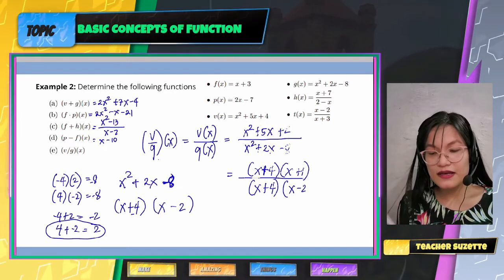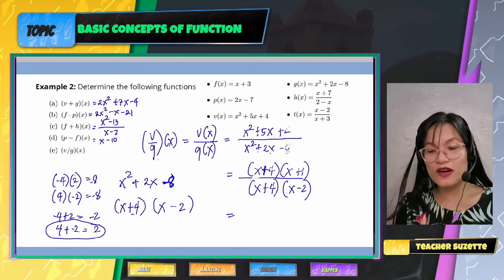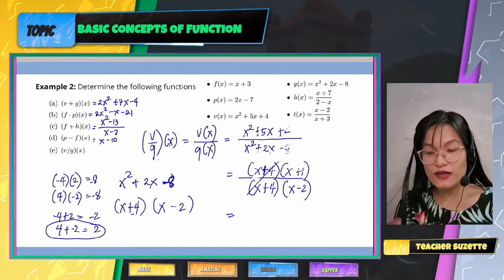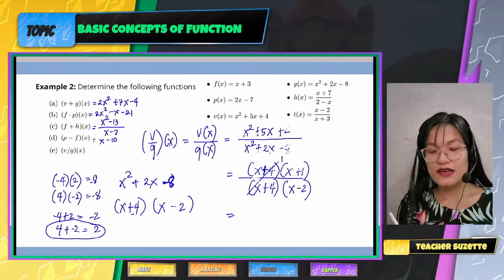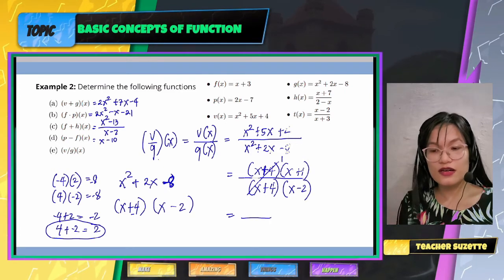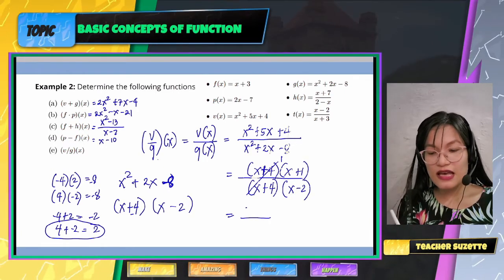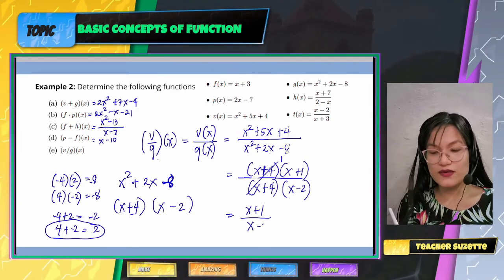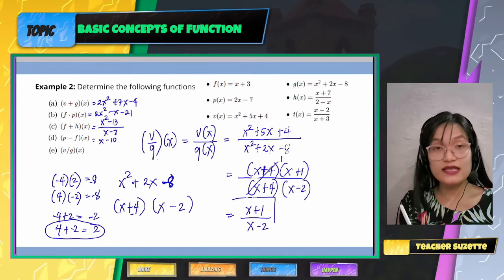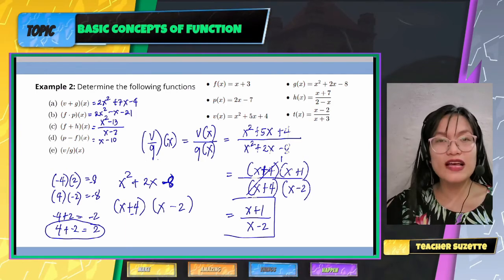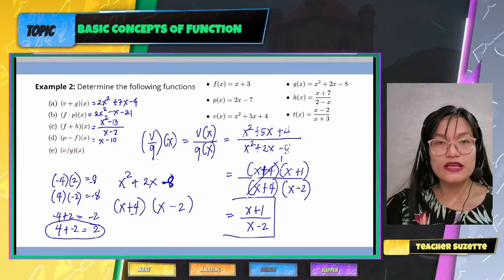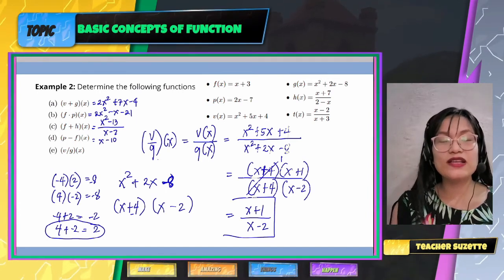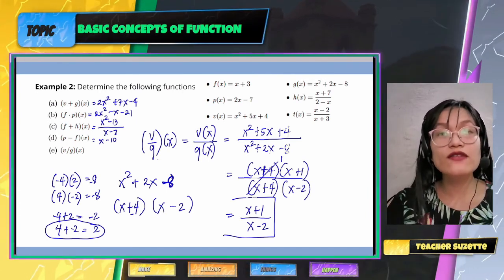Then, obviously, you will have a common factor which is x plus 4 over x plus 4, divide that and you will have 1. Then, for your numerator, you will have x plus 1 left, and for your denominator x minus 2. So, therefore, this is now our final answer for letter E. That's it for our second example in operations on functions.